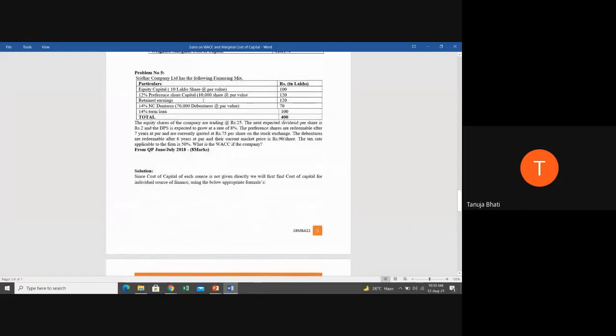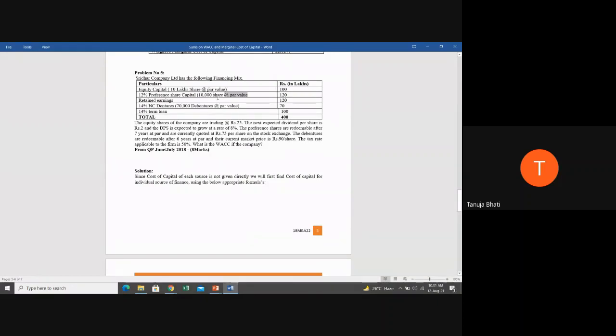We have 12% preference shares. Can anyone tell me what the preference dividend is here? At par value, if it is 120 lakhs divided by 10,000, that is 100. Can anyone tell me what is going to be the par value? Students, if the par value is not mentioned, always assume the par value to be 100.